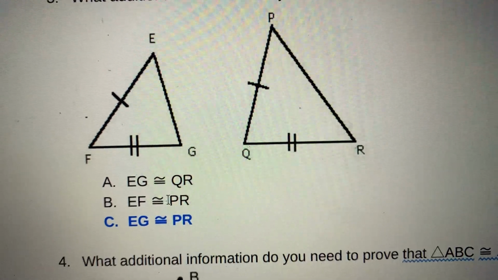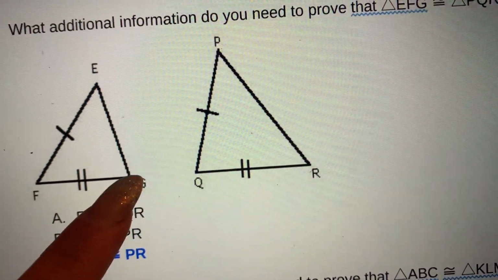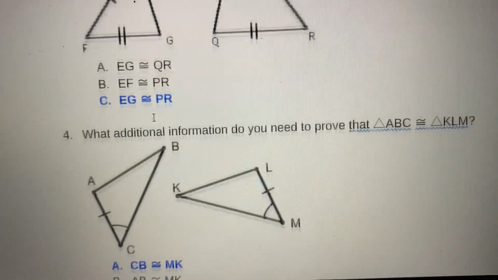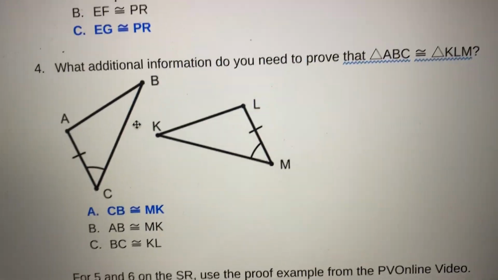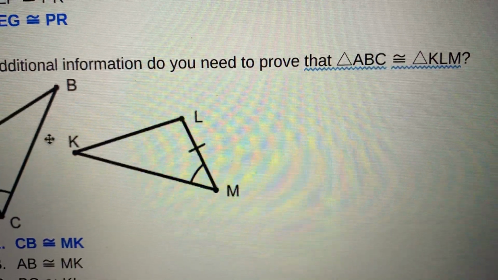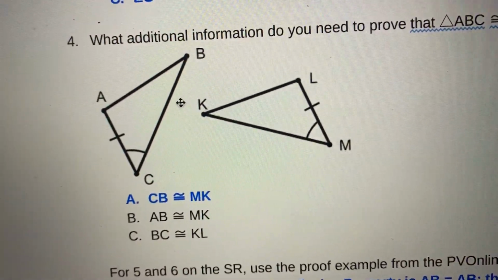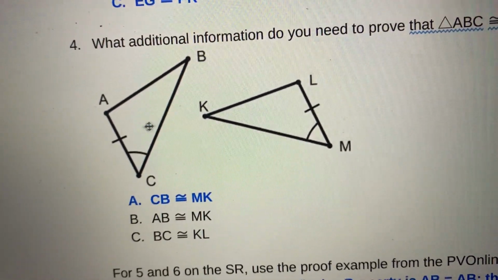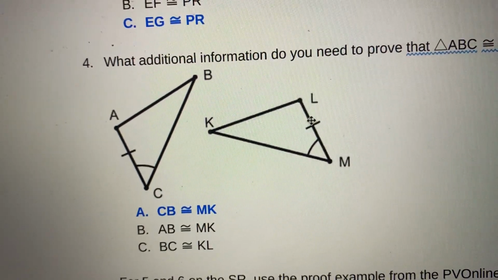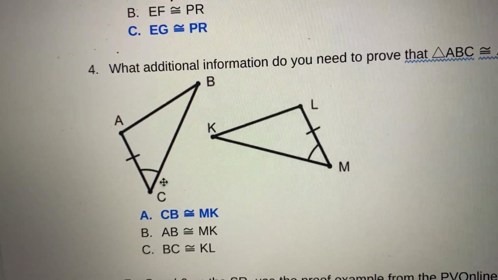So for example, I'm looking at it and I'm seeing EG, okay, but that could also be written as GE, okay? Which I think is what I used for the next one. So we have one very similar to this. What additional information do we need to prove that ABC is congruent to KLM? So for this one, we actually have one side and one angle. So we have a side here, AC, and a side here, LM. We have an angle here, M, and is congruent to C.